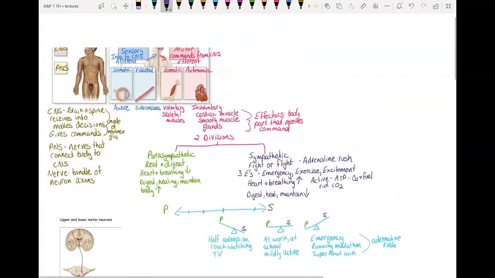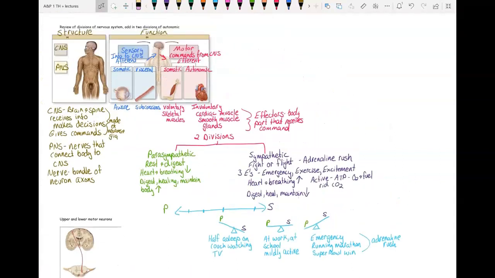So there's an overview of what's happening, what this chapter is about. So remember, in your function, you have motor, and then under motor, you have autonomic, and then autonomic has these two divisions, parasympathetic and sympathetic. And you are constantly sliding back and forth between the two. And remember that whenever one of them is turned up, the other is turned down. You can't be fully in both. If you're doing more of one, you're doing less of the other.